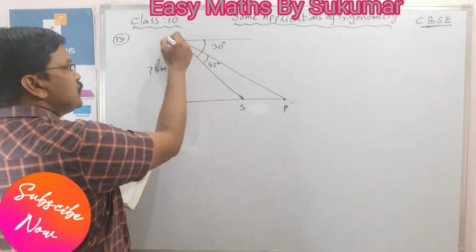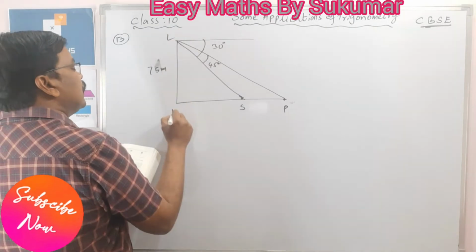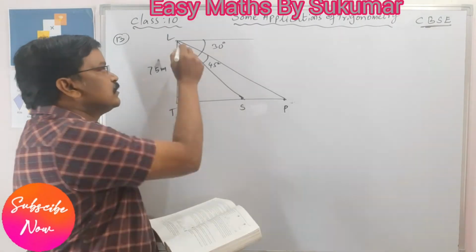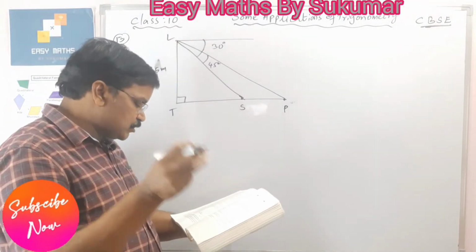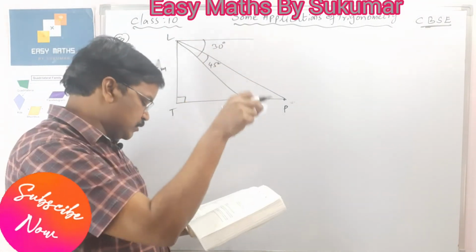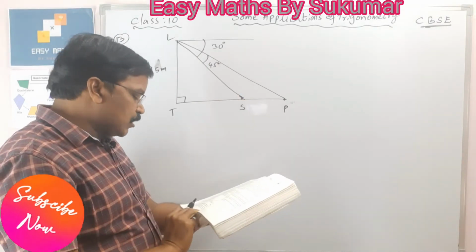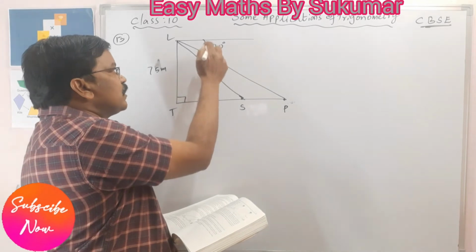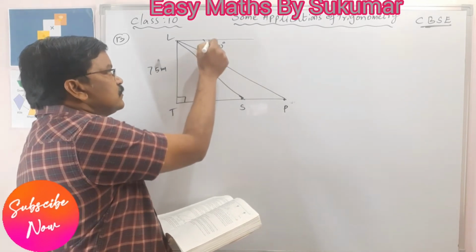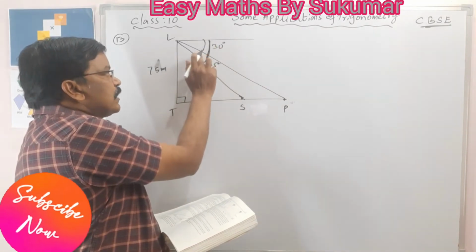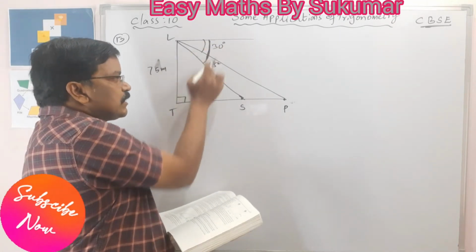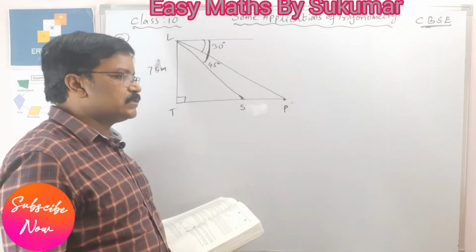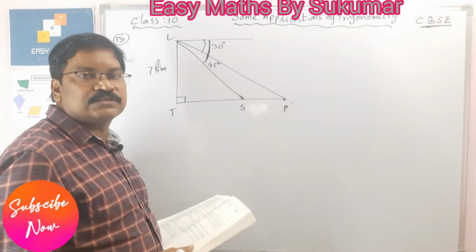See, from the top of this lighthouse, LT is the lighthouse. This is 90 degrees. Just imagine you are observing the two ships. The angles of depression of the two ships are, one is 30 degrees, the other angle is 45 degrees. This first angle is 30 degrees and the second angle is 45 degrees.